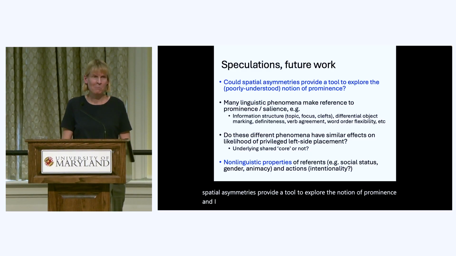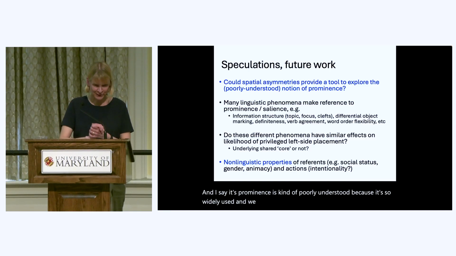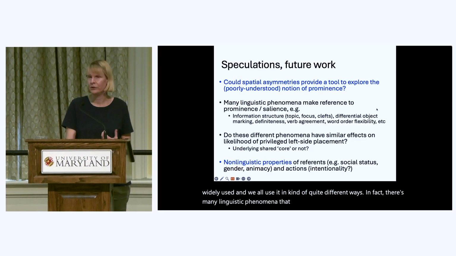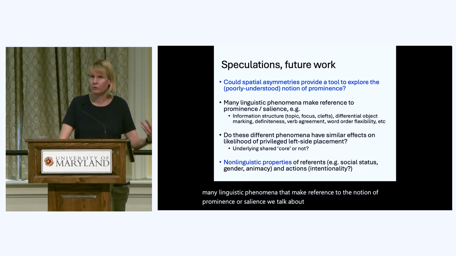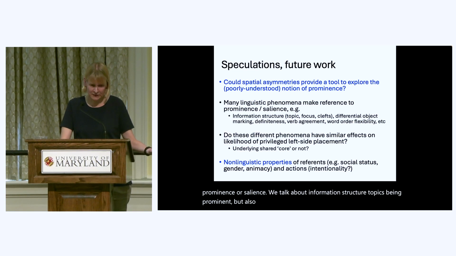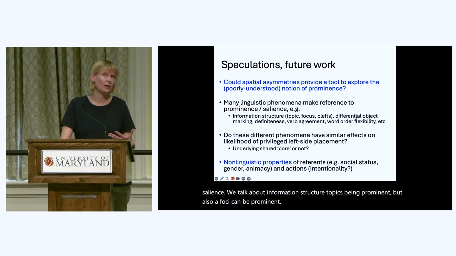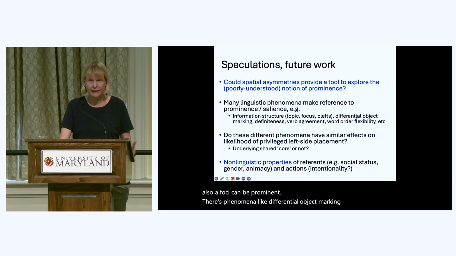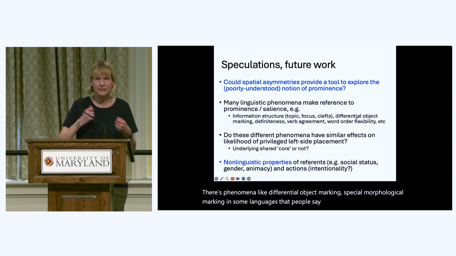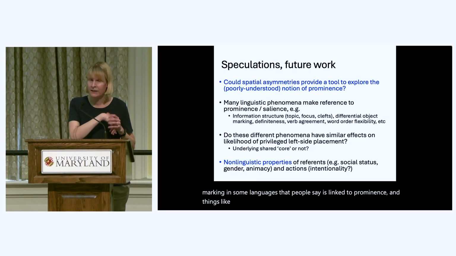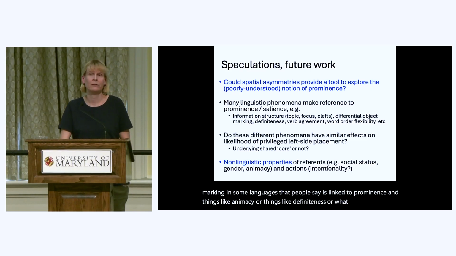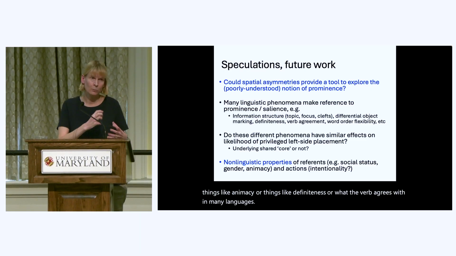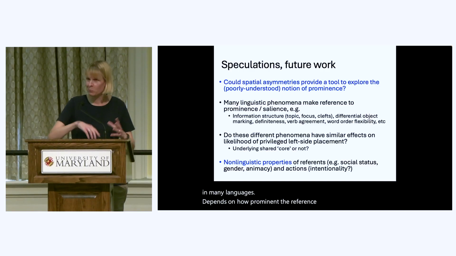And I say prominence is kind of poorly understood because it's so widely used and we all use it in quite different ways. In fact, there are many linguistic phenomena that make reference to the notion of prominence or salience. We talk about information structure, topics being prominent, but also foci can be prominent. There's phenomena like differential object marking, special morphological marking in some languages that people say is linked to prominence, and things like animacy, or definiteness, or what the verb agrees with in many languages depends on how prominent the referent is. Or things like word order.